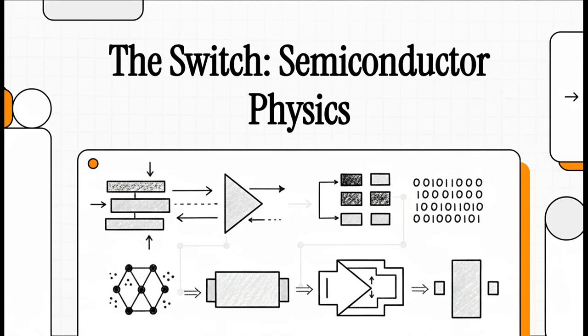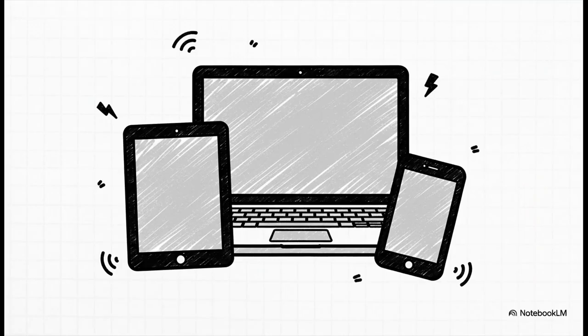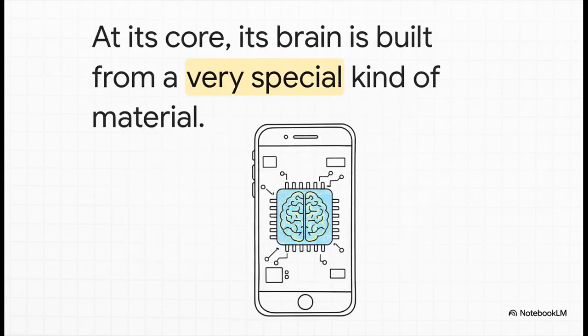Welcome to The Explainer. Today, we're diving deep, really deep, into the stuff that powers literally everything in our digital lives. We're talking about the fundamental physics behind the semiconductor. Okay, let's just start with the device you're watching this on right now. You know, the one in your hand, or maybe it's sitting on your desk. At the very heart of that device, the brain that makes it all work, it's all built from this one really special kind of material.